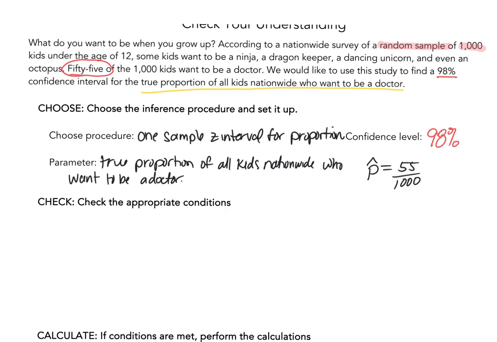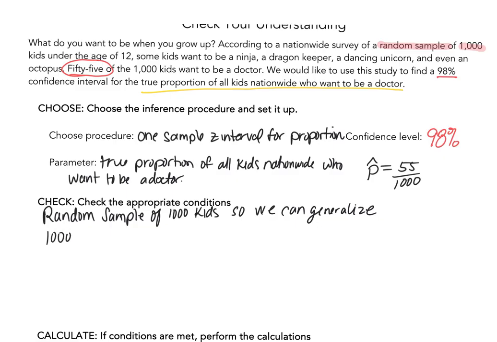Check our conditions. Well, the first condition for any of our procedures is randomness. A random sample of 1,000 kids was taken, so we can generalize. 1,000 is less than 10% of all kids under 12 nationwide, so we can sample without replacement.